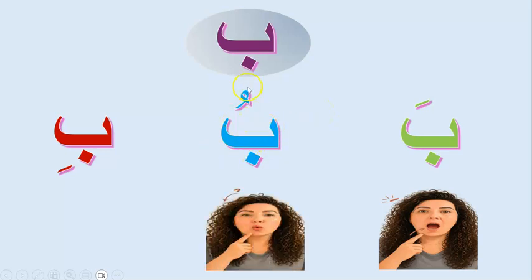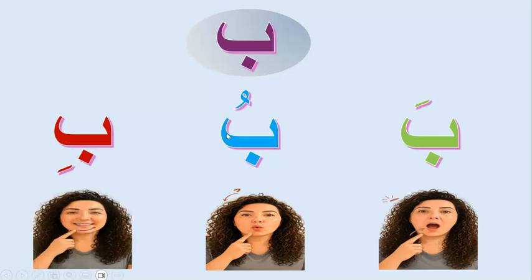For this one, we call it Damma. The short sound, Damma. We must do our mouth in this way and pronounce it. Boo. For this one, it is Kasra. We should do our mouth in this way and read it. Bi.